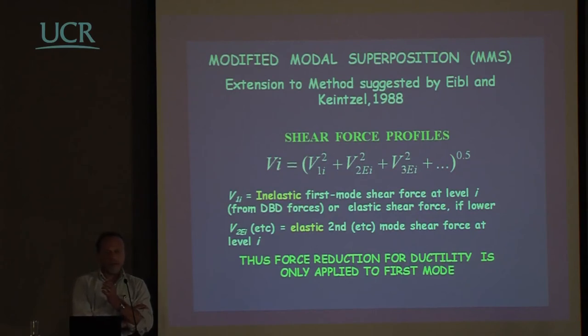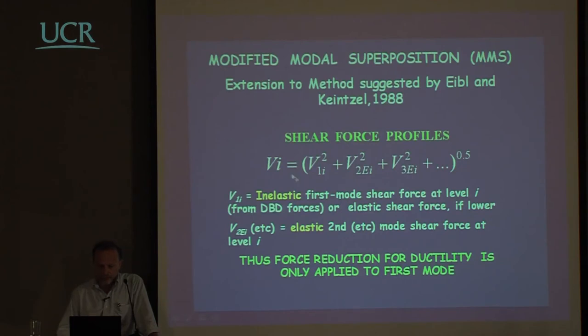But actually, only one will be the mode of the structure after it has reached, for example, the plastic hinge at the base. If you assume that this, say, post-elastic mode is similar to the first mode of vibration, then it will be much more reasonable to apply the force reduction factor only to the first mode, but not to apply the force reduction factor to the higher modes, because the higher modes will not take advantage of the fact that there is a plastic hinge at the base.